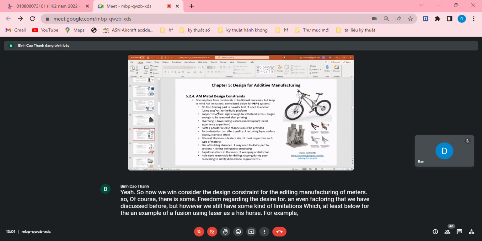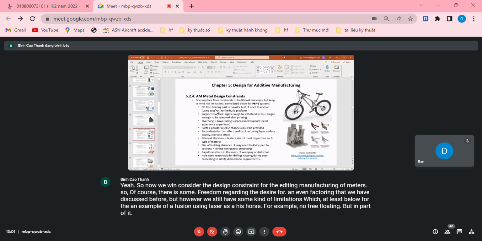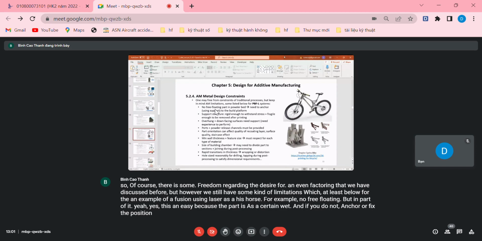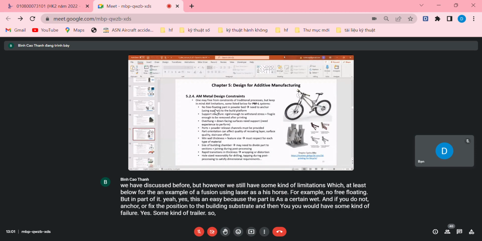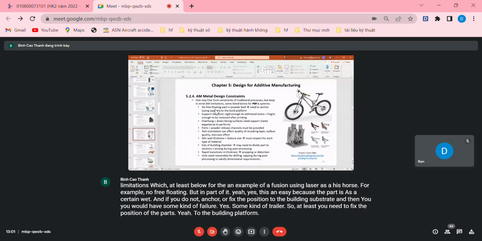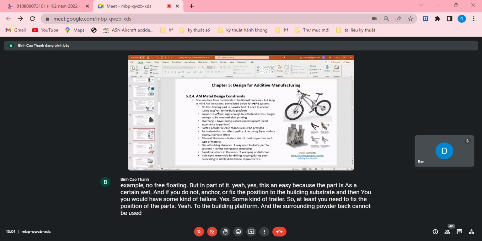For example, no free floating part in the powder bed. Because the part has a certain weight, if you do not anchor or fix its position to the building substrate, you would have some kind of failure. So at least you need to fix the position of the part to the building platform, and the surrounding powder bed cannot be used as the support structure. And if it collapses, you throw everything away.